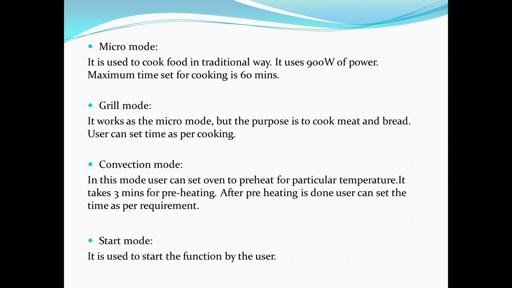The third one is convection mode. In this mode, the user can set the oven to preheat to a particular temperature. It takes 3 minutes for preheating. After heating is done, the user can set the time as per the requirement. For reaching the temperature the user has set, it takes 3 minutes. Start mode is to start the function by the user.